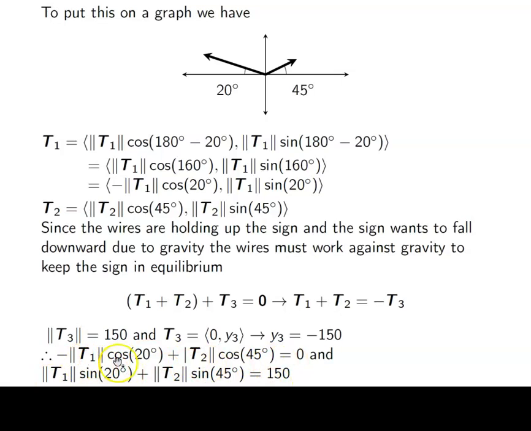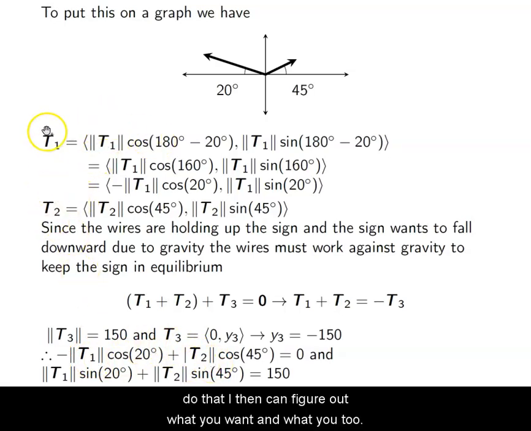These are actual values with two unknowns. I don't know T1. I don't know T2. Right? Those are my variables, my unknown values. And I have two equations. So I can solve for the magnitude of T1 and I can solve for the magnitude of T2. And once I do that, I then can figure out what T1 and what T2 is.